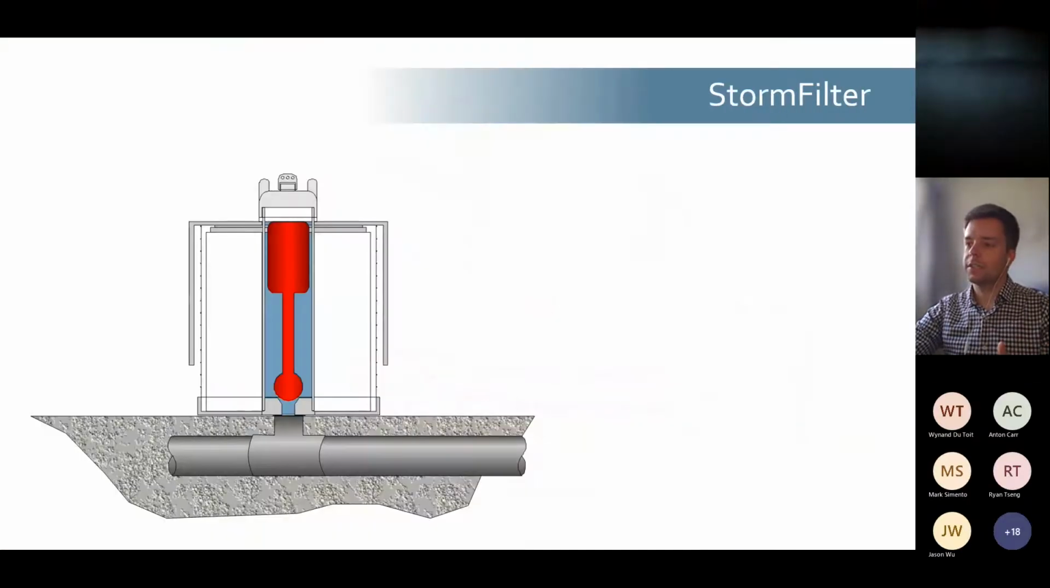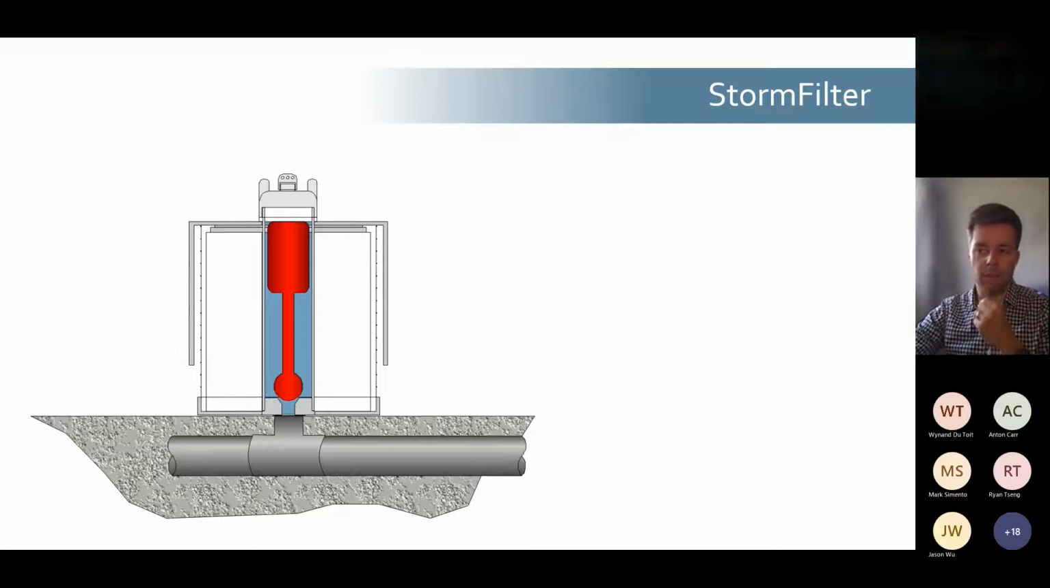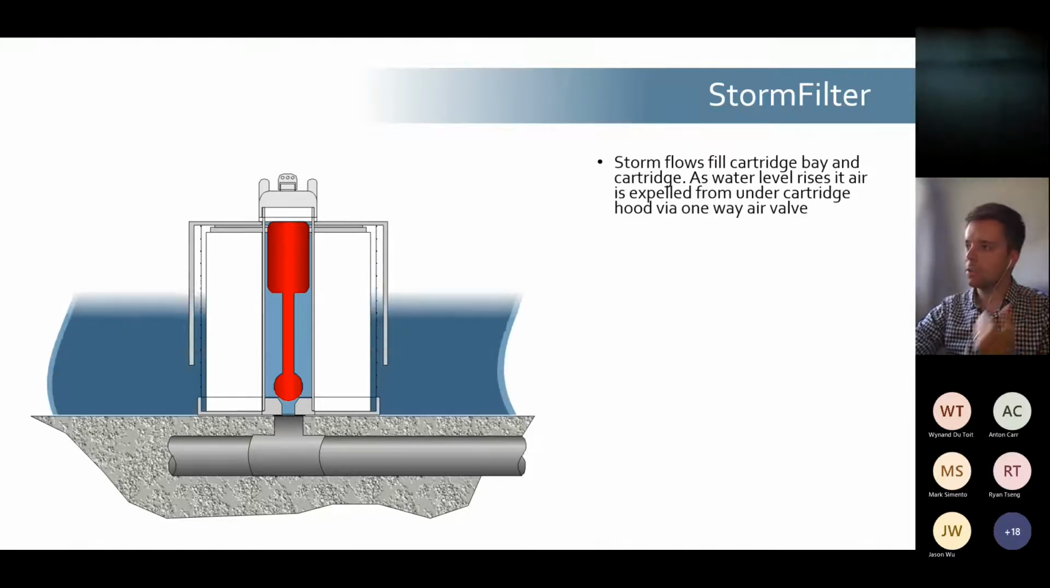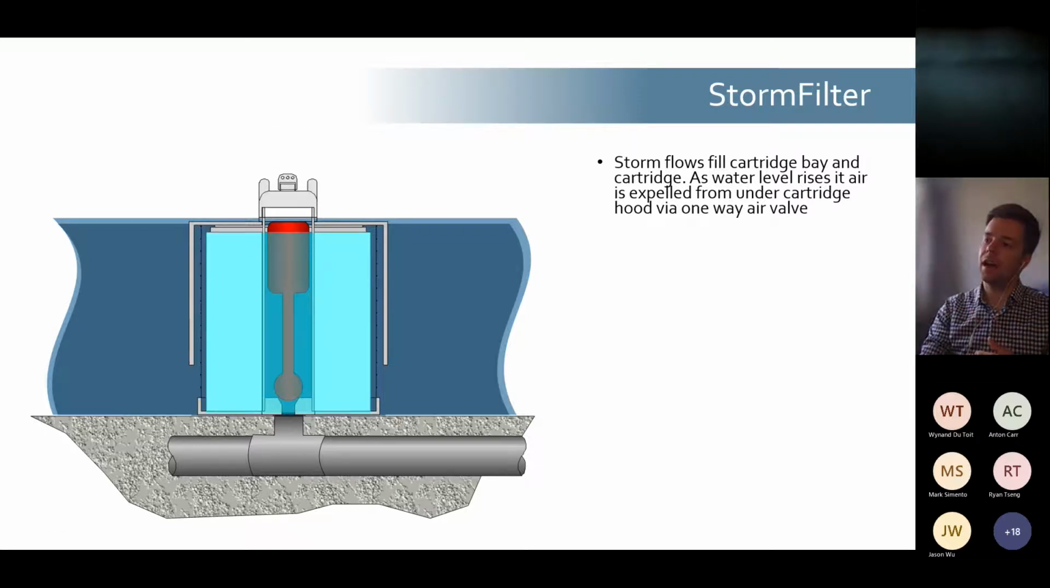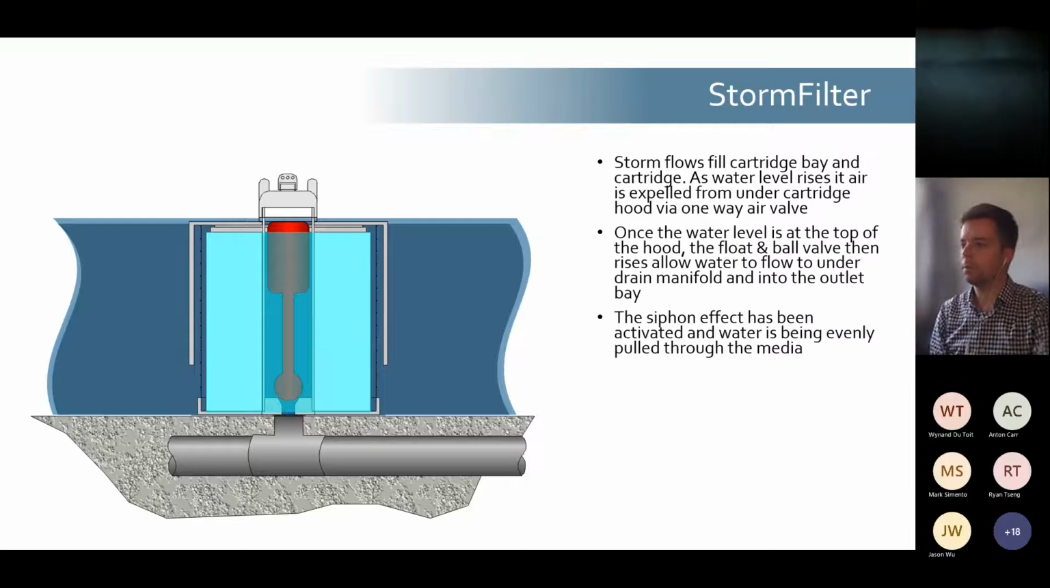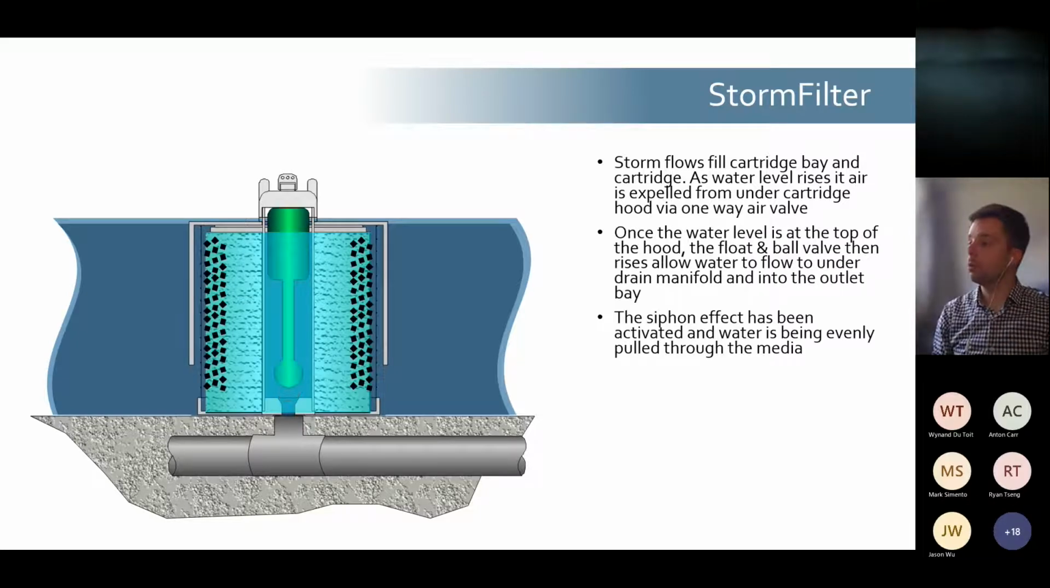The StormFilter works as a siphonic treatment action. So what happens? This is a cross section through a StormFilter, one singular cartridge. Storm flows come in, they fill the cartridge bay, and water flows up under the hood. As water flows up under the hood, air is released out of that one-way valve at the top. Once the water level is at the top of the hood, the float will lift, the ball will also lift, and that allows water to flow out through the central column into the underdrainer manifold.